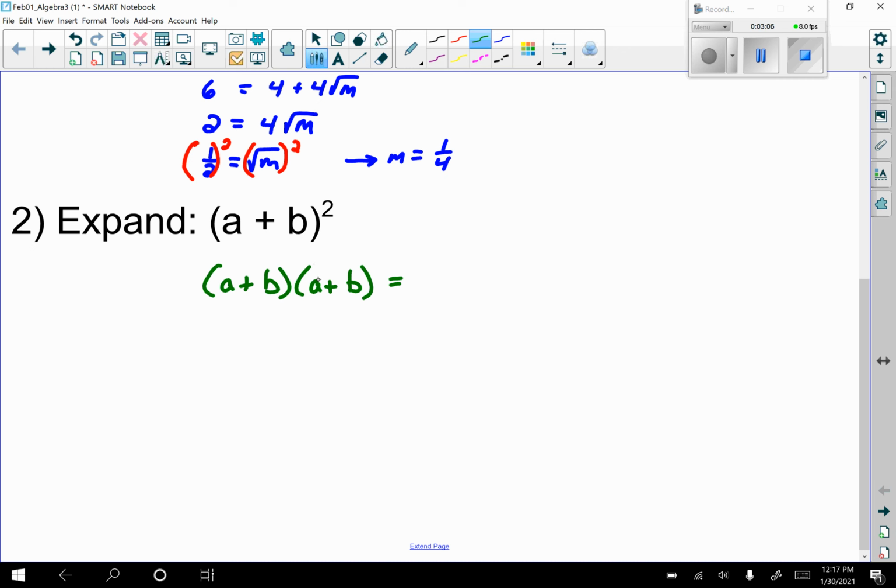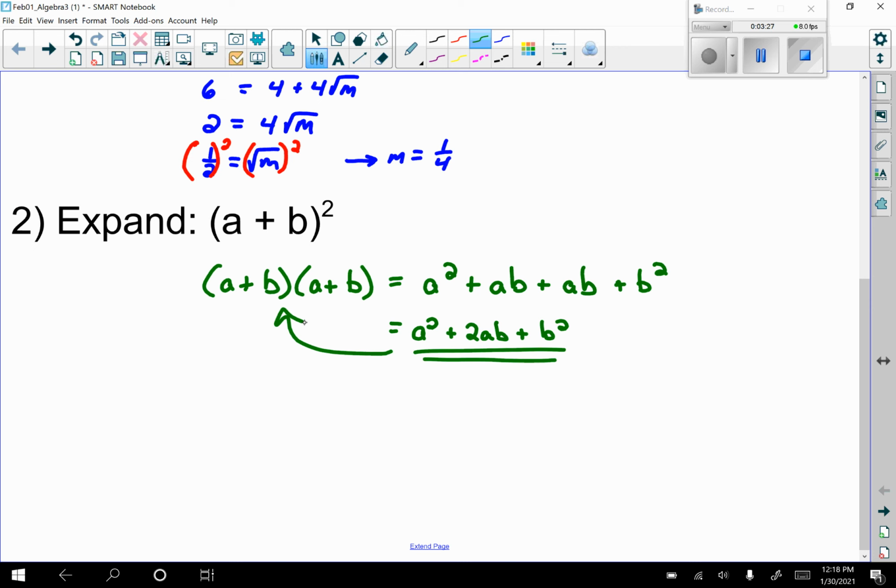All right, hopefully you're getting the a times a first, so a squared. On the outside, we get an ab. On the inside, we get ba, or we could also write that as ab. And then b times b will give us b squared. So now we're going to get a squared plus 2ab plus b squared. I believe it was in problem number 6, you were given this, and we had to know how to factor it like that.